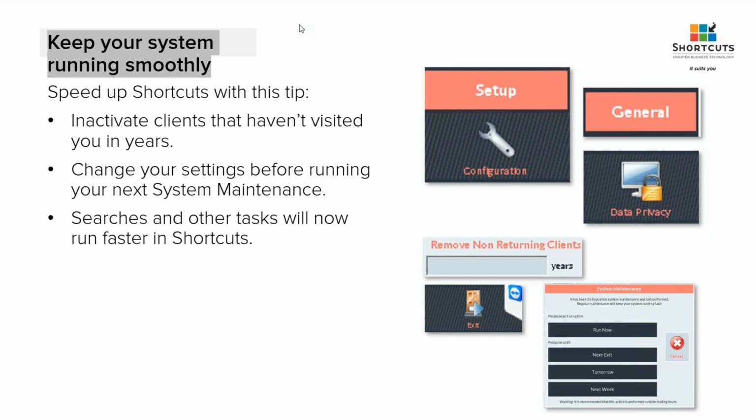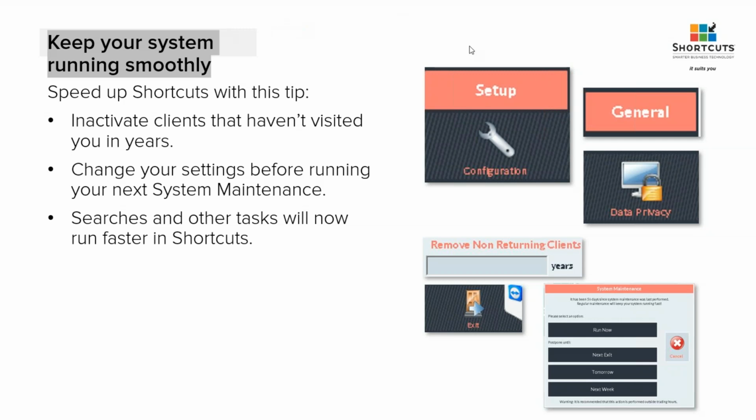There is a bar, a line that allows you to enter how many years before Shortcuts will deactivate a client card. Is it 2 years? Is it 3 years? Is it 4 years? You're going to enter that. And the next time you exit Shortcuts, you may be presented with the system maintenance window, where Shortcuts will ask you, would you like to run your system maintenance now? When you do that, Shortcuts is going to optimize the database by looking at old client cards, and if they hit that 2-year, 3-year, 4-year mark, then it's going to make them inactive. So that speeds up your searches.